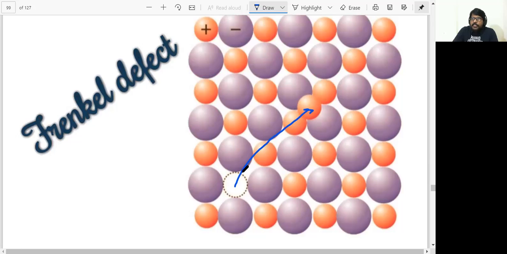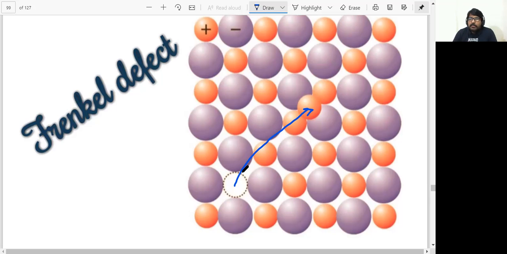Here some deviation is observed from the systematic arrangement. We expect the cation to be at that place, but instead of being there, it migrates to some other place. The defects produced in this manner are said to be Frenkel defects. But here ions are not missing. Hence, the mass of the unit cell remains the same, and the density of the unit cell remains the same.